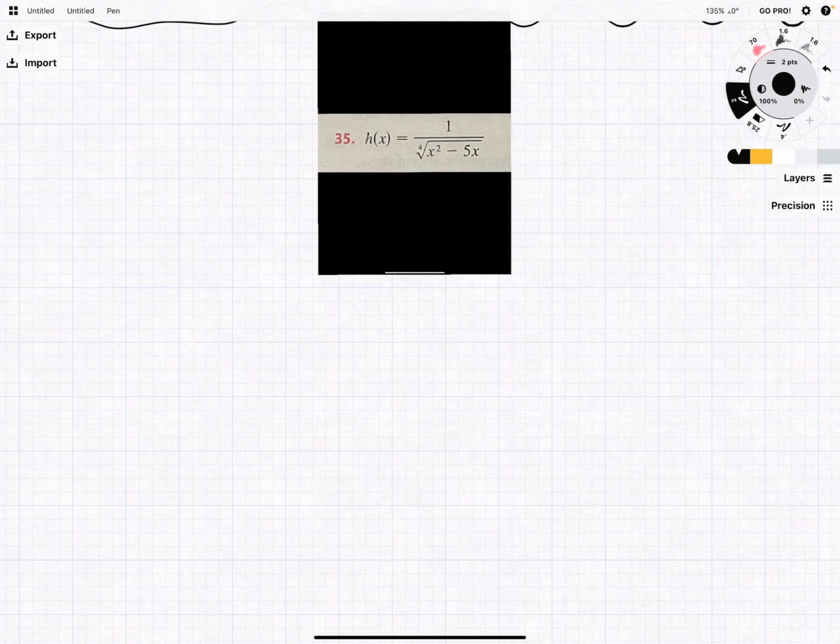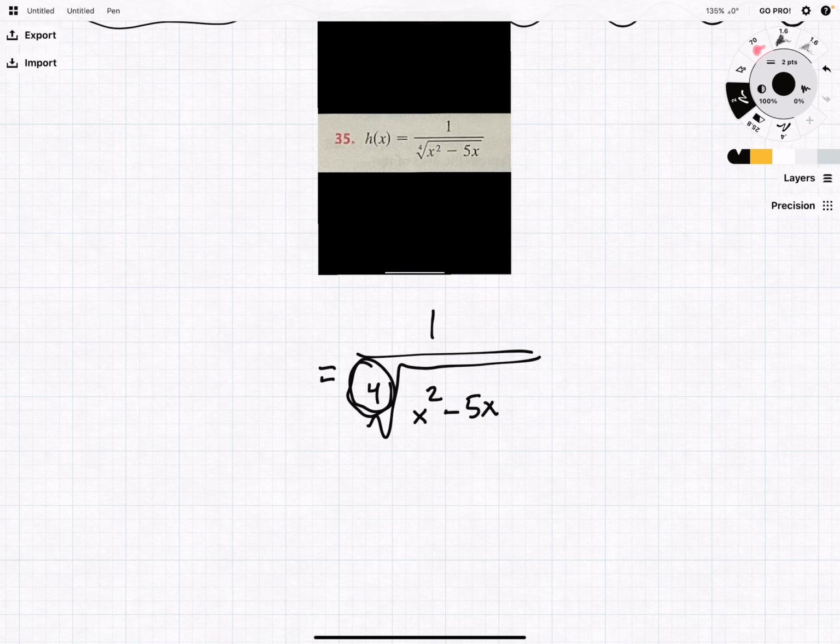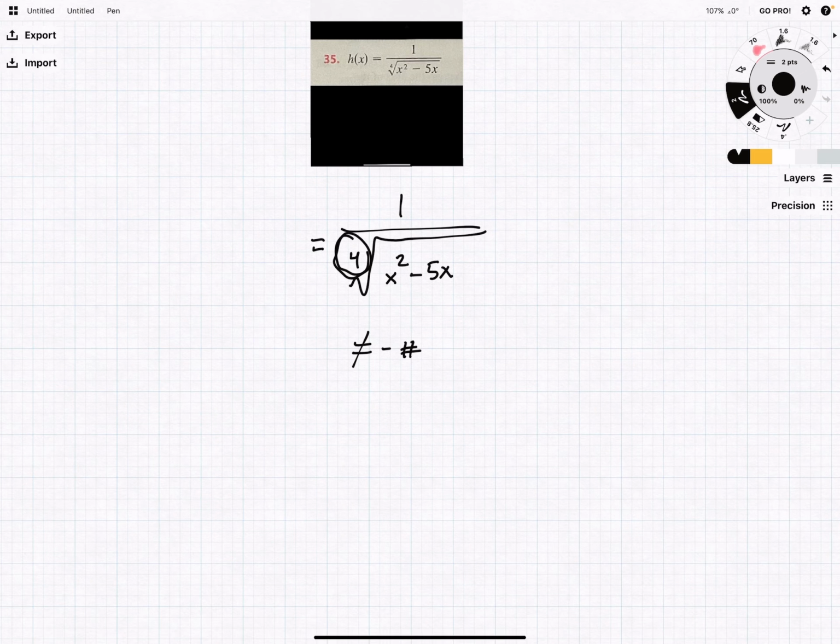Okay, let's write this function out really quick because then we can annotate it a little bit. So 1 over the fourth root of x squared minus 5x. Well, because we have an even root here, the fourth root, that means that we cannot have a negative number underneath that fourth root.